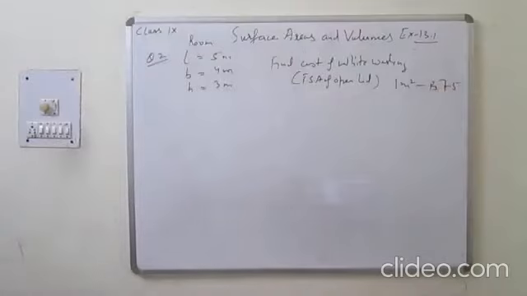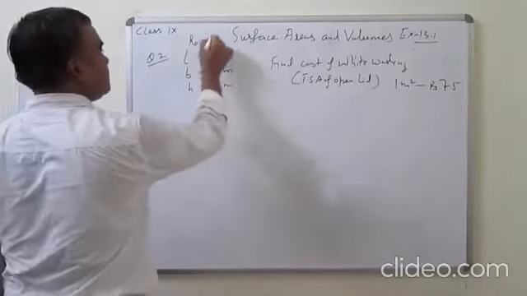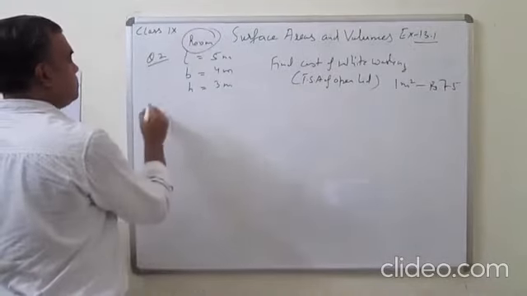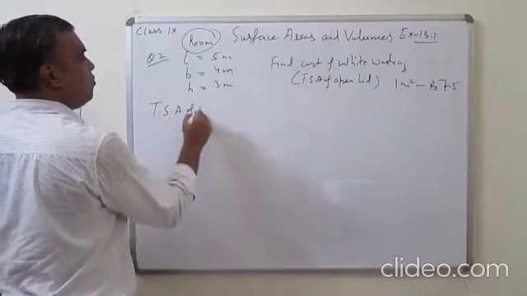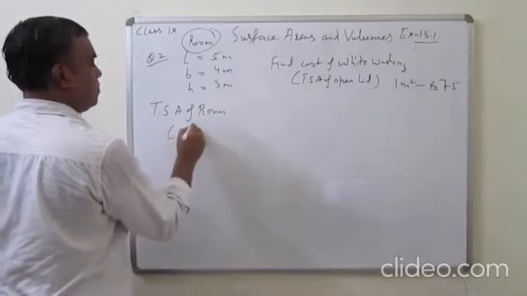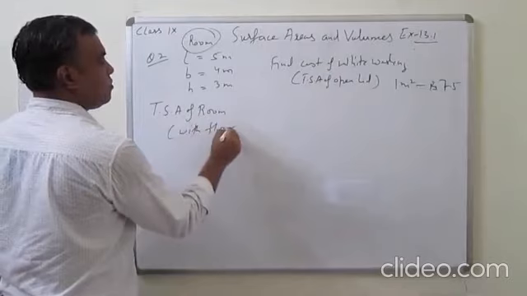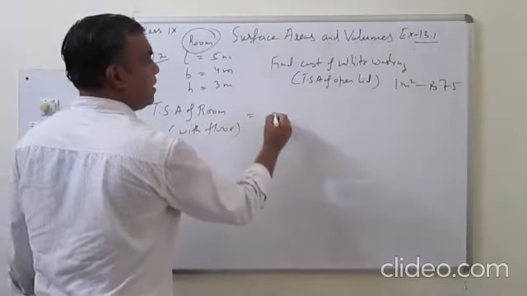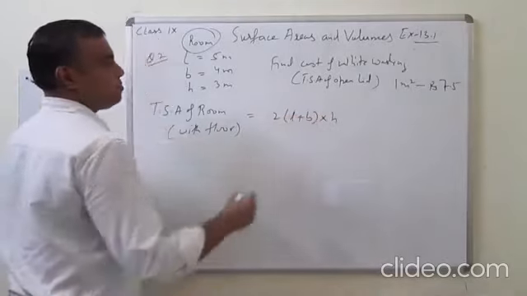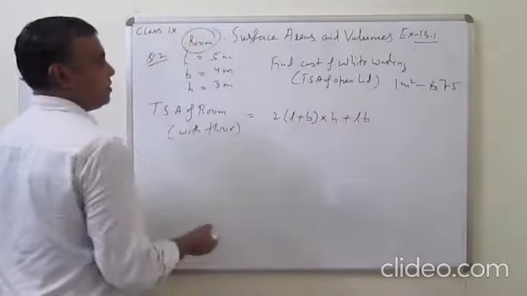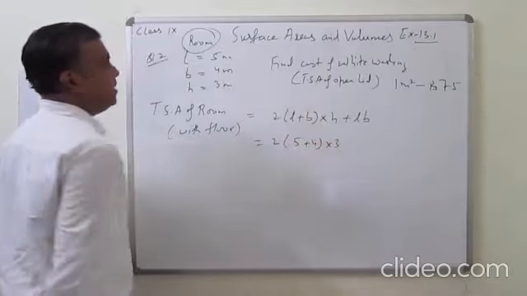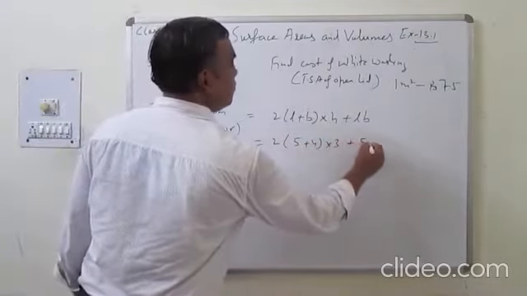7.5 per meter square. Now we calculate the area of the room with open lid. So TSA of room without floor will be area of four walls plus length into breadth. So area of four walls: 2 into length 5 plus breadth 4, into height 3, and length and breadth plus 5 into 4.